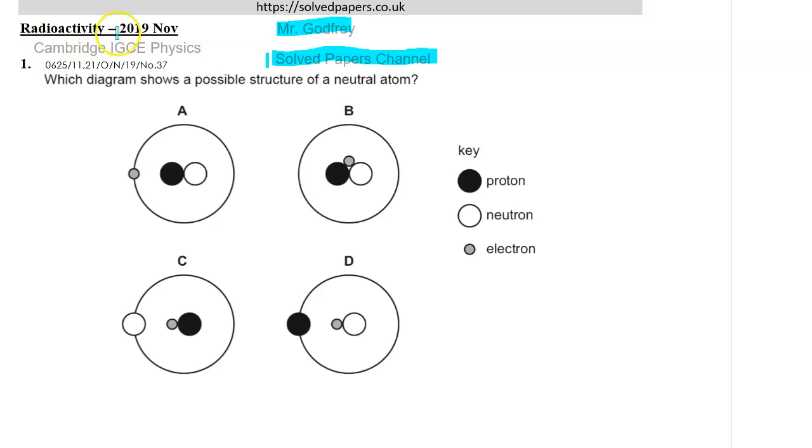This is a Cambridge IGCSE physics topical questions on radioactivity. These questions are from the October-November series exam of 2019.